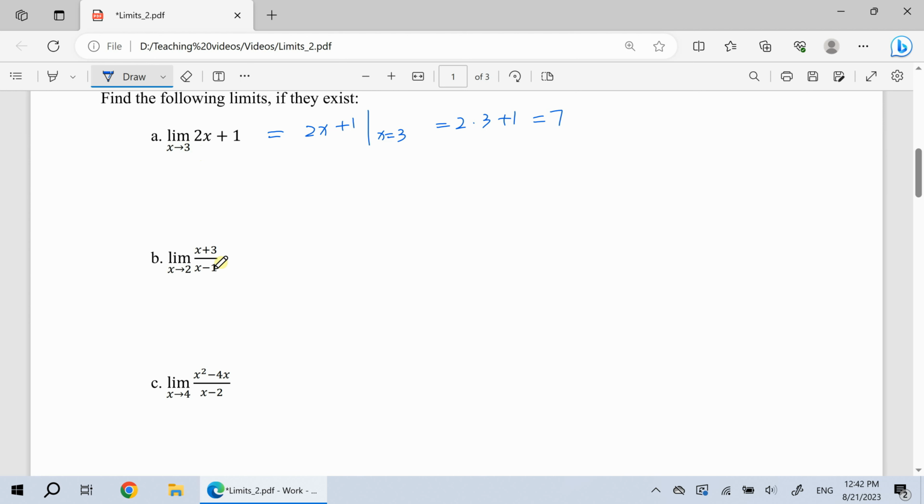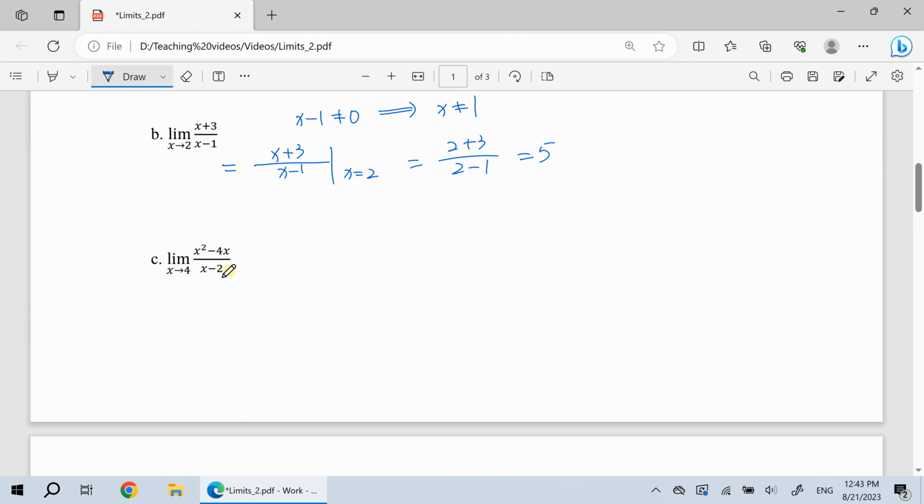In this rational function, we see x minus 1 can't be 0, so x can't equal 1. Luckily, 2 is in the domain. Simply replace x by 2. So the answer is 5. Similarly, in this one, x can't be 2, but 4 is in the domain. Plug in 4 for x.